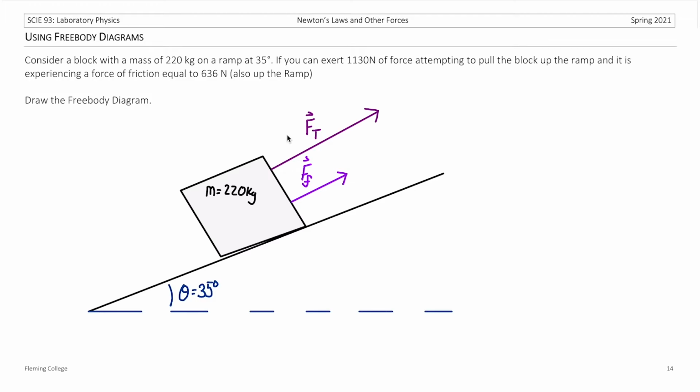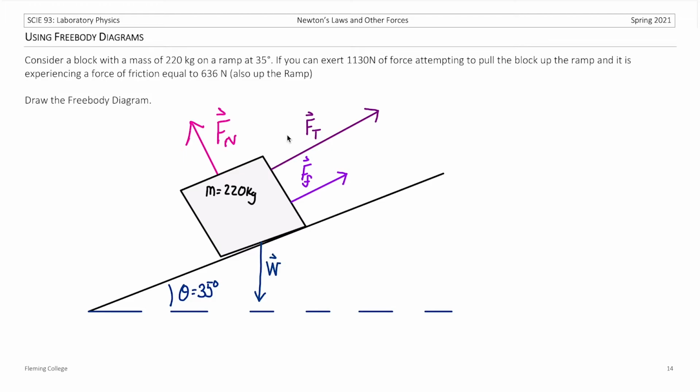a mass, then we know there's a weight. The weight will point directly towards the center of Earth, which means it doesn't point perpendicular to the ramp. So we'll draw it straight down on our diagram. And if the block is on the ramp, then the block will also be experiencing a normal force that is perpendicular to the ramp. At this point, we are done our free body diagram.